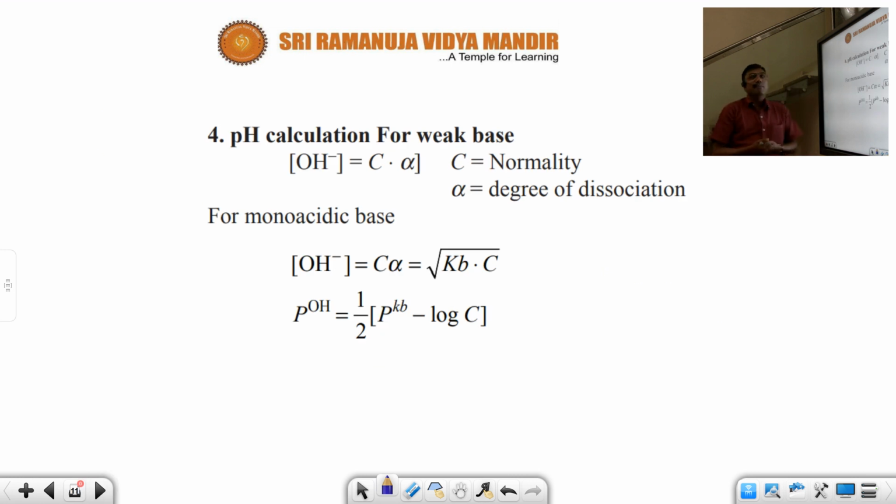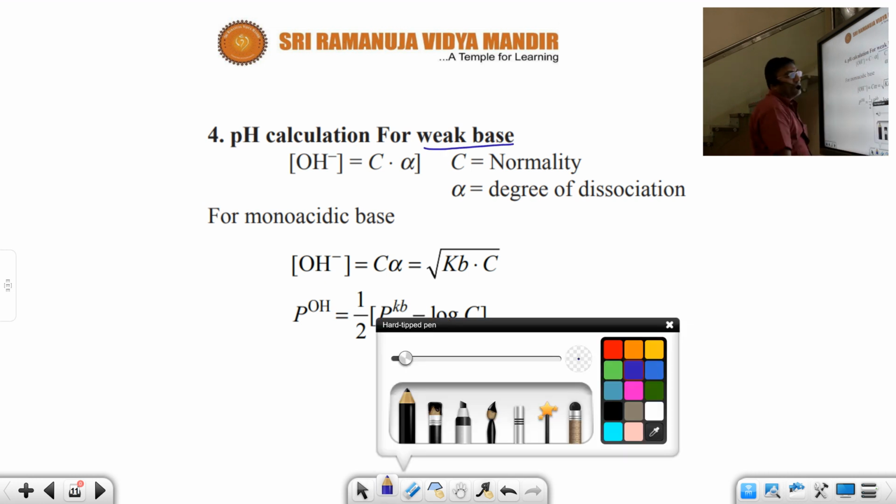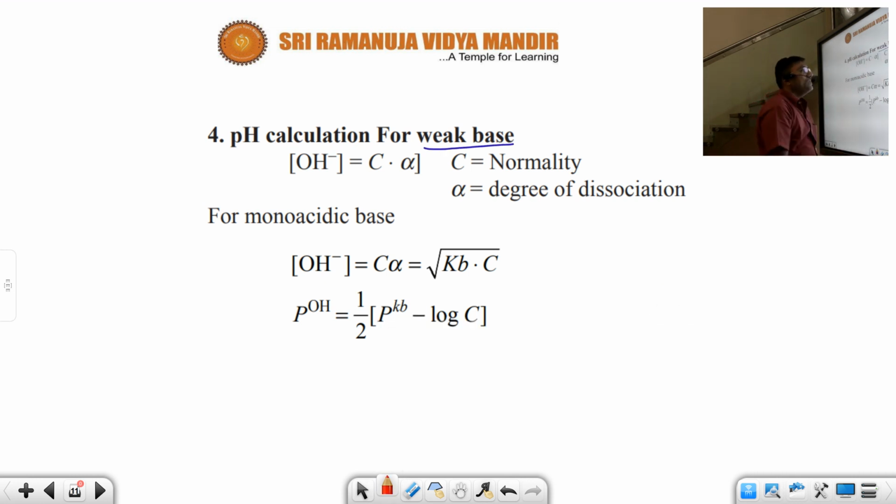Similarly for a weak base, students, have a look here. For a weak base, OH minus is equal to C alpha, and alpha is equal to root of Kb by C. So if you substitute here, OH minus is equal to root of Kb into C. I hope you understood.